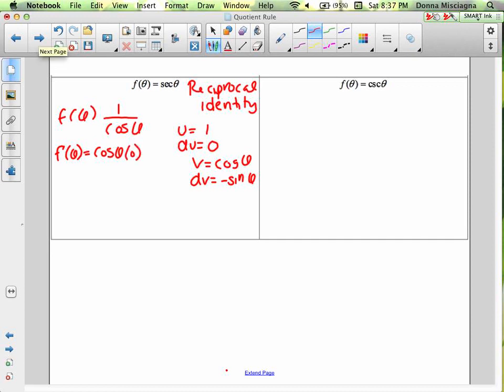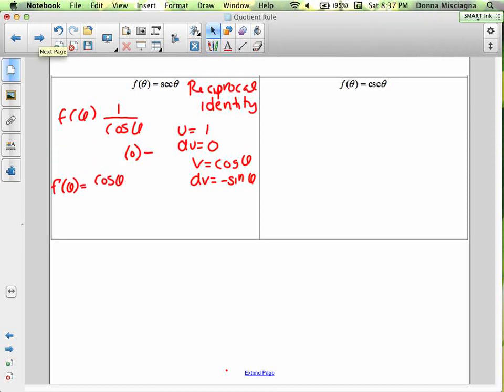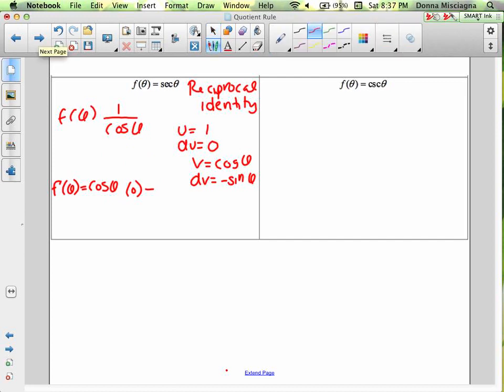And then minus, and I'm running out of space, so let's maybe move it down a little bit. I've got lots of space below, so no worries there. All right, so the numerator, which is 1, times the derivative of the denominator, which is negative sine theta, all divided by the denominator squared, cosine squared theta. Anything times 0 is 0, so that's just going to be 0. And this will be plus, because there's a negative and a negative.